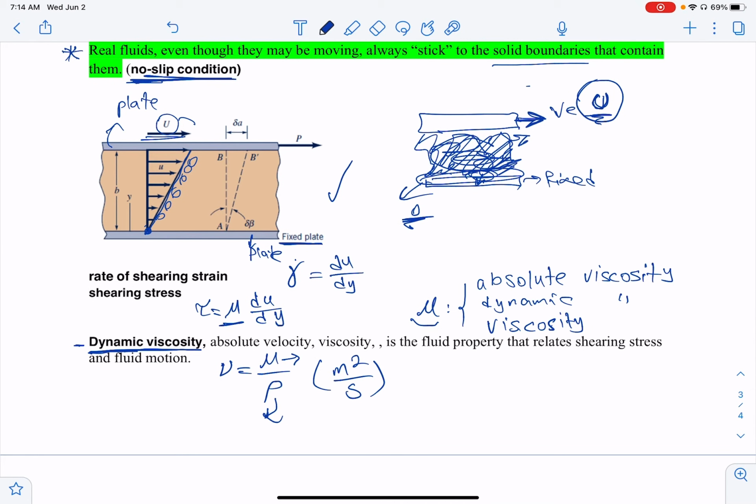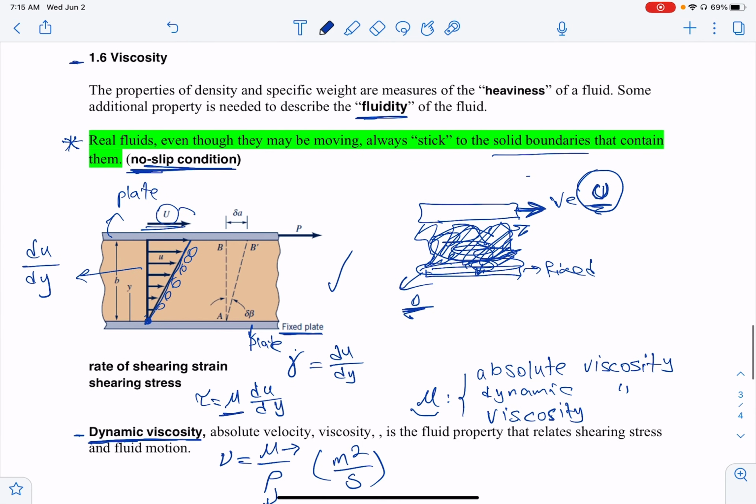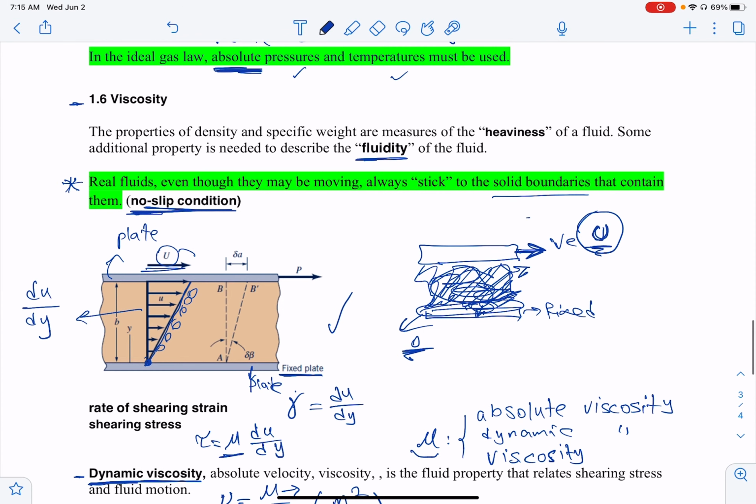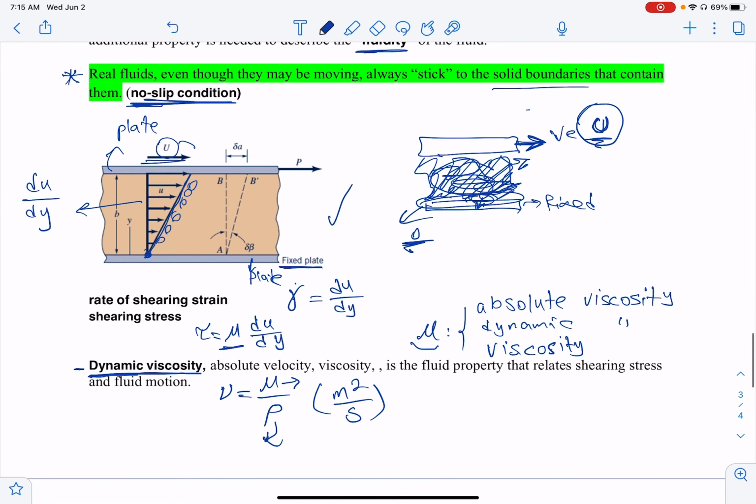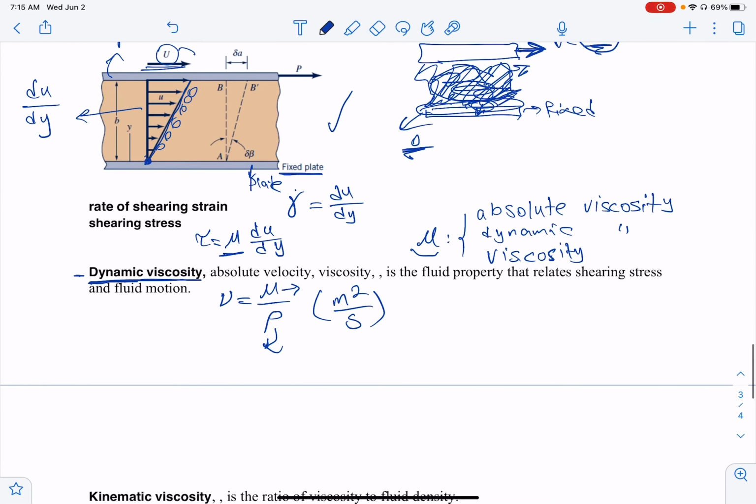Let me just talk about it a little bit more. I wanted to make sure that you understand that this velocity gradient, which is du over dy, develops in the fluid due to a viscous effect. So this is what I wanted to say about that as well.